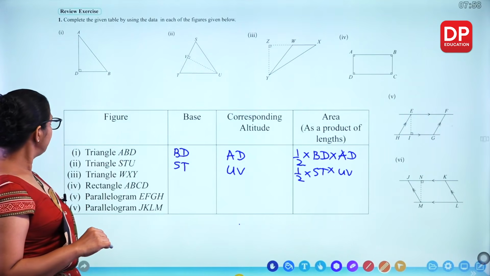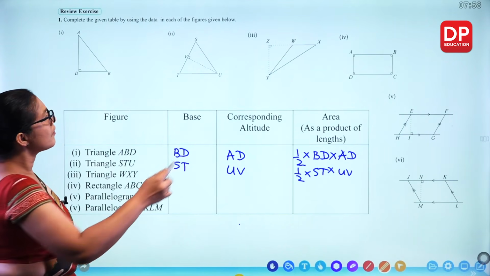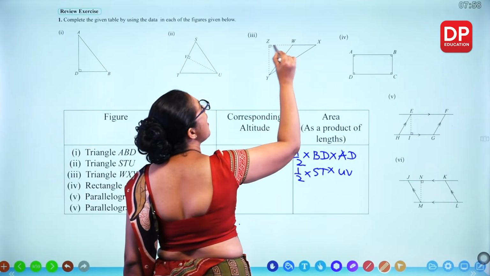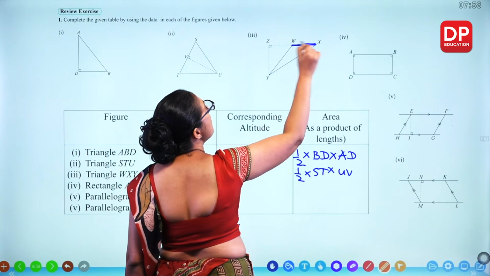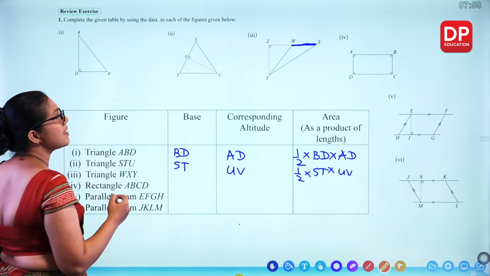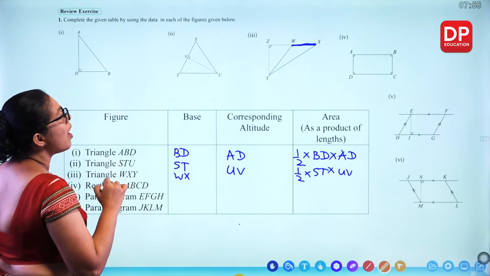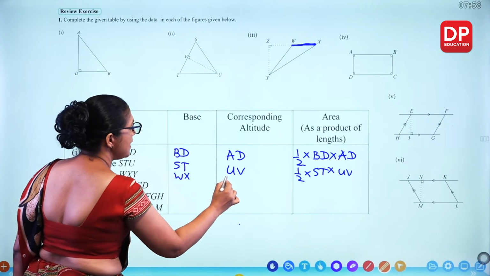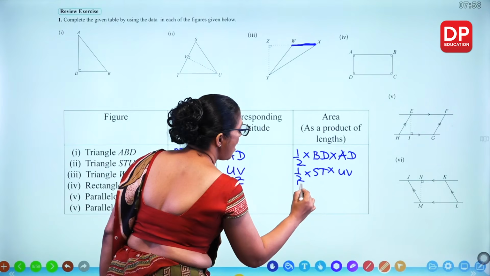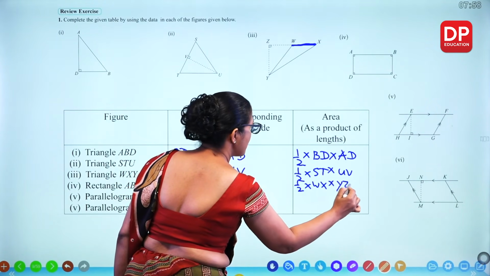The third diagram, triangle WXY. This is an obtuse angle triangle. You have to take this as the base because this is the perpendicular height or altitude. So what's the base? WX. Altitude is YZ. And the area of this triangle is again half times base times altitude.